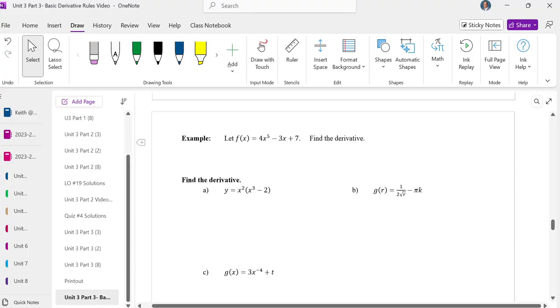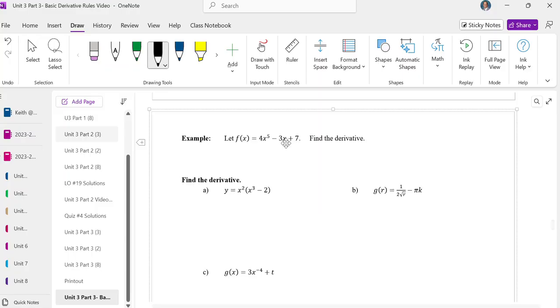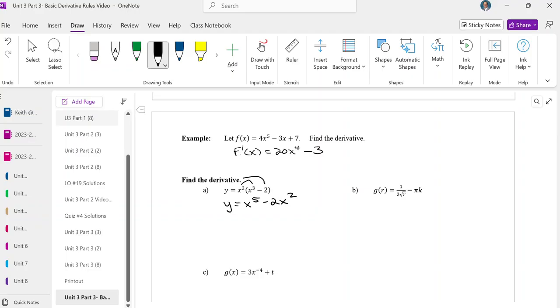For example, if you have f of x equals 4x to the fifth minus 3x plus 7, you just take the derivative of each one individually. So this would be 20x to the fourth minus 3, and this would be a 0, so you just leave it out. If you have a product here, I would distribute it first. So y equals x to the fifth minus 2x squared. Then I would take the derivative, so it's 5x to the fourth minus 4x.